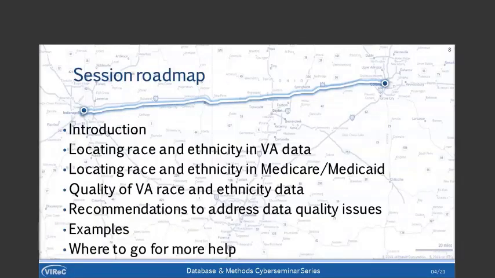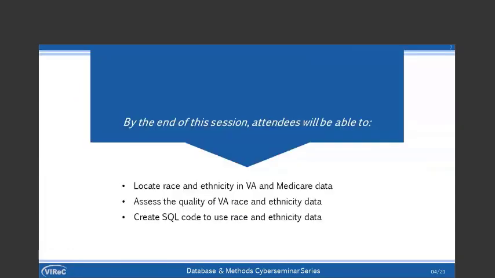Okay. So for today's presentation, at the end of the session, you'll be able to locate race and ethnicity in the VA and Medicare data, assess the quality of the VA race and ethnicity data, and also create simple SQL code to use the data.